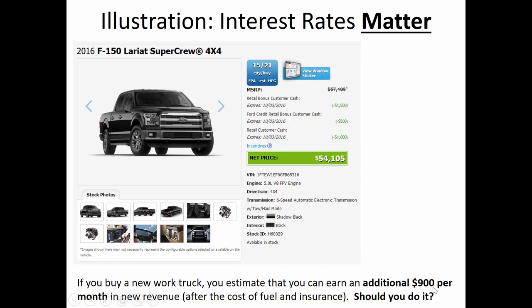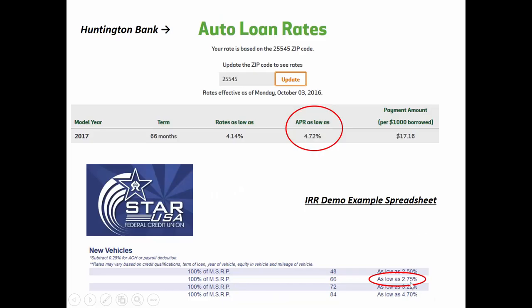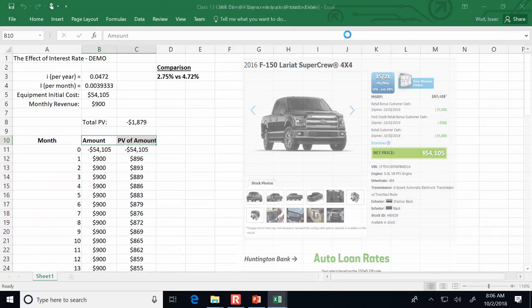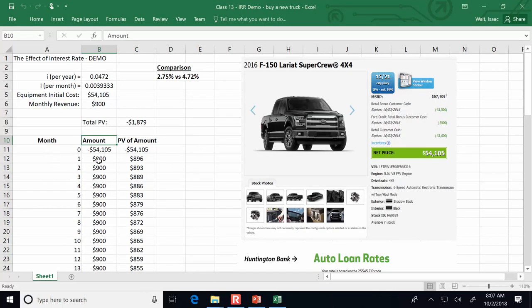What we're going to do is compare that question according to the two different interest rates, 2.75% versus 4.72%. Just to save time, I've set this up in Excel already. First of all, we're going to take all the amounts to the present. Each month we have some revenue amount of $900, the actual amount that we'll receive in that month. But we need to discount that to year zero, the present, when we actually purchase the truck, to see if the present value of all of these payments is more than what we paid for the truck. Because that's essentially what the truck is for, we're going to be using it for business. And the comparison is 2.75% versus 4.72%.